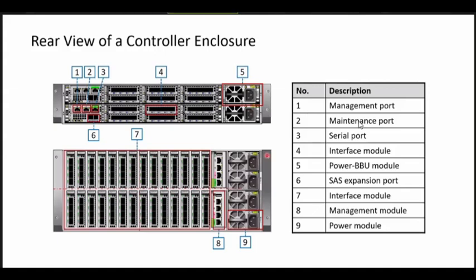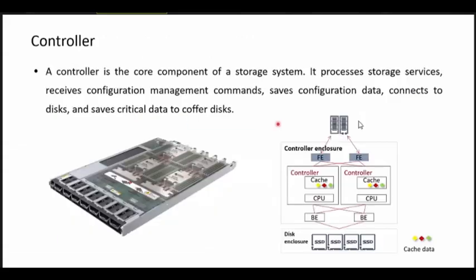So this is the rear view of the controller enclosure, both separation and integrated. This will be the integrated controller, and this will be the separation controller. Any controller that you have on Huawei is redundant, always redundant. The base integrated controller will have two controllers by default, connected to each other, front end and back end. So even if one controller fails, the other controller can take over.